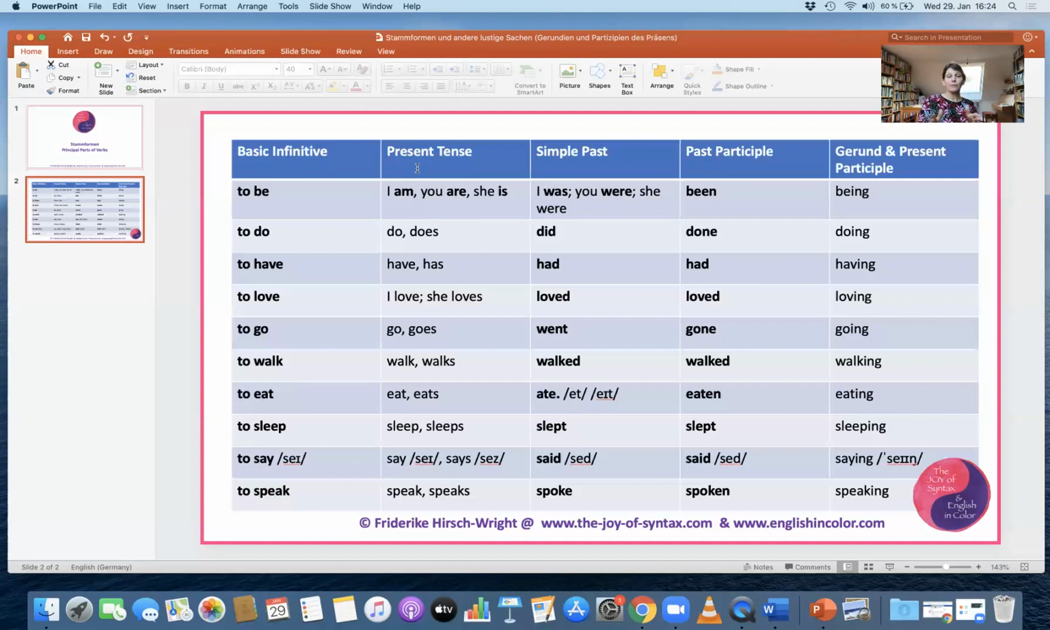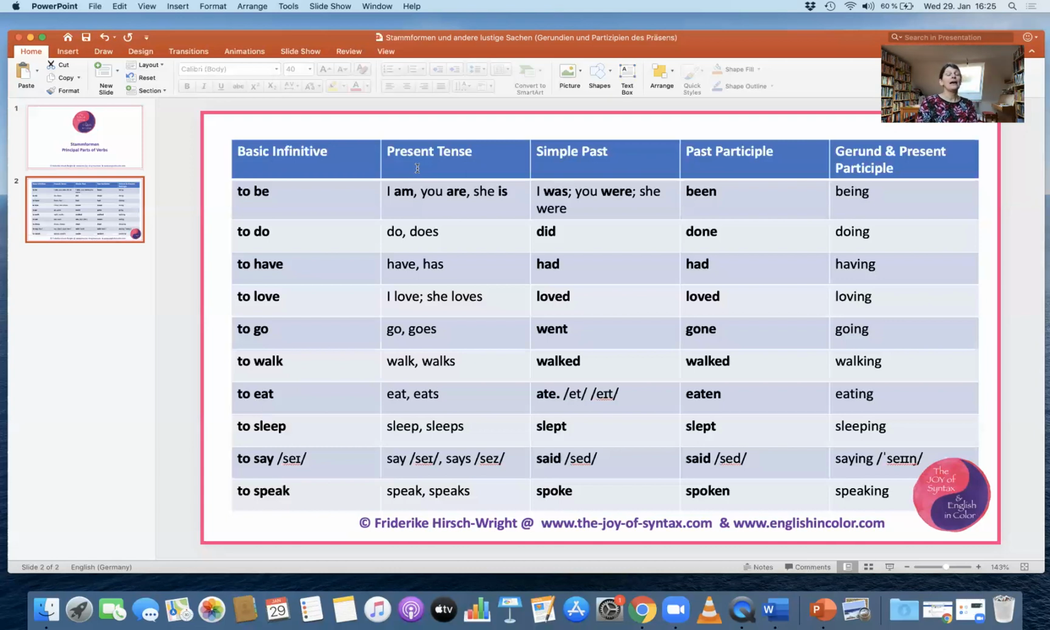So for most verbs, we only have to remember that we use a form that looks like the infinitive, actually isn't, but looks like the infinitive, except for the third person singular, where we need to add the third person S. But in to be, we actually have three different forms. I am, you are, he is.